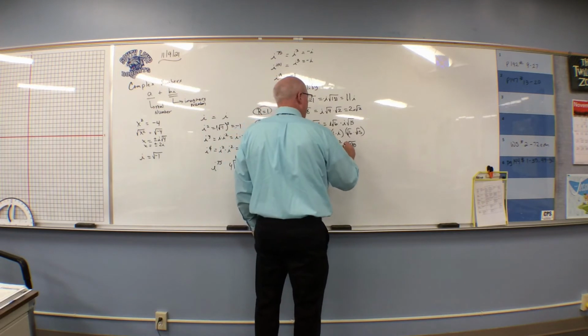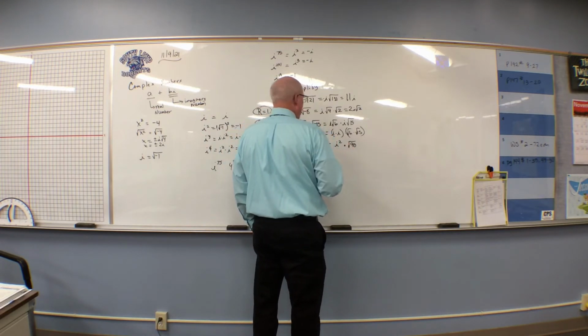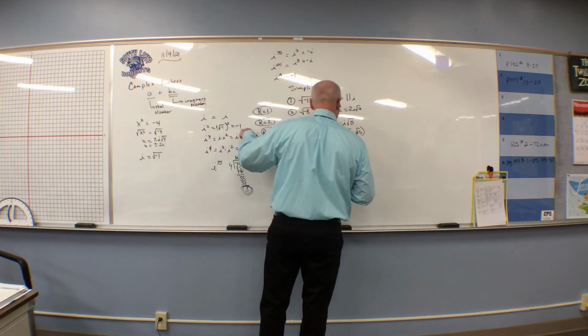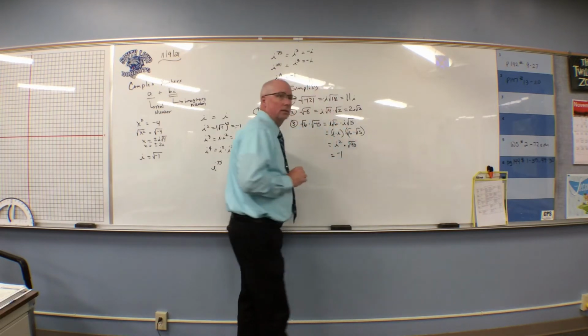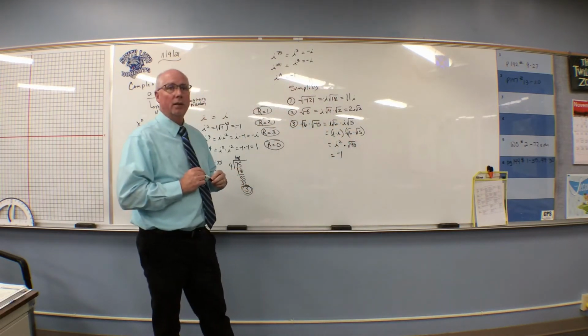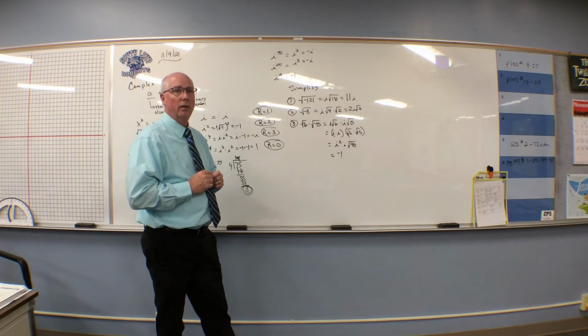All right. So what is i squared? Well, i squared is a negative 1. And you should know that right off the top of your head. i squared is a negative 1.